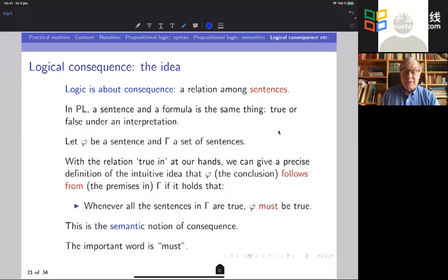The important word here is the modal word, must or necessary, because it does not say that the premises have to be true. The premises can very well be false, but phi can still follow, because the premises can be false under some valuation or interpretation, but that doesn't matter. That has nothing to do with whether phi follows or not. What has to hold is that if the sentences are true, then the conclusion must also be true. So the trick here is to make this precise. And we can do that now that we have the notion of truth in evaluation. So I'm going to spell out this definition, and then we'll take a short break.